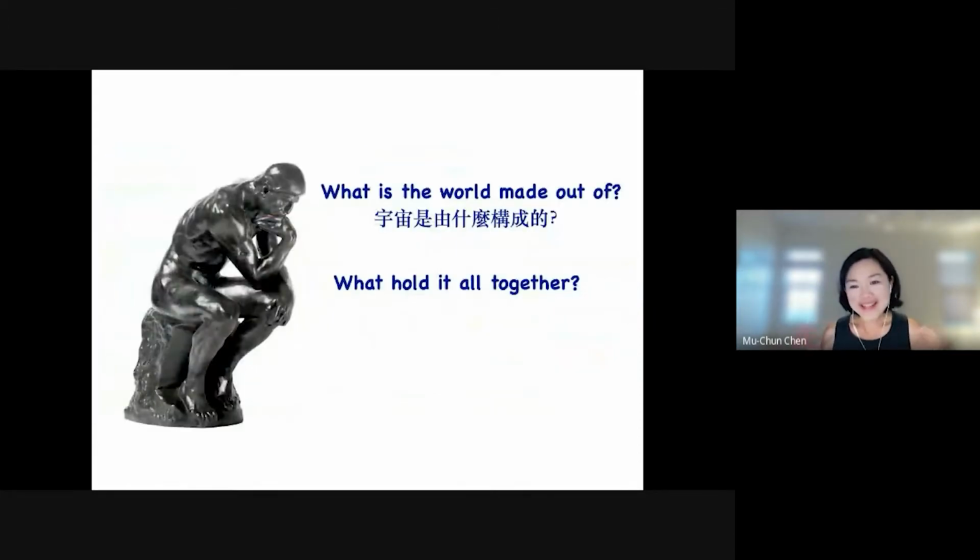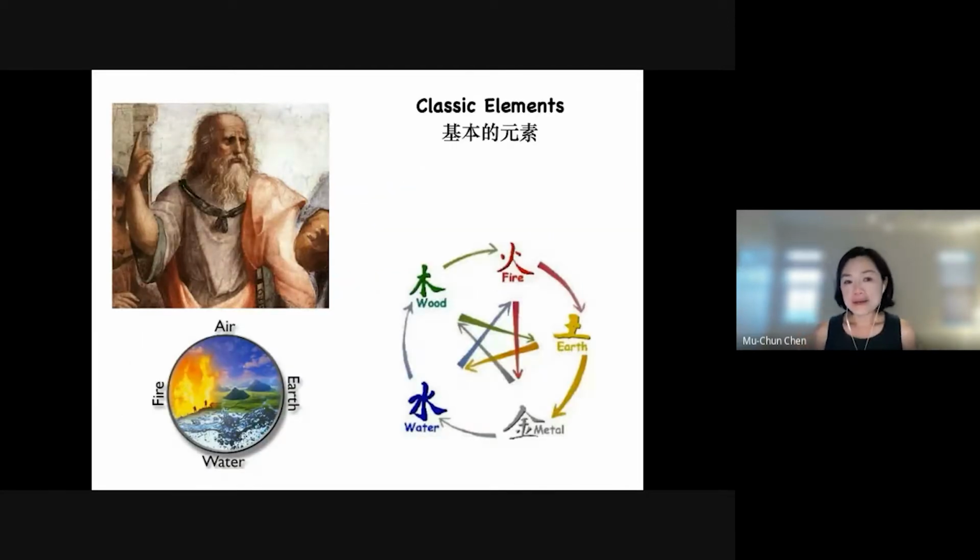And of course, the quest to understand what the world is made out of and what holds it all together is nothing new, but it started already in the very, very ancient time. So in ancient Western philosophy, there was already the notion that the 4 classic elements, 基本元素, which include the air, earth, water, 水, and fire, 火, are the 基本元素 that account for all the physical phenomena. And of course, equivalently, in our Eastern philosophy, we have the 金木水土火 as the 5 classic elements.